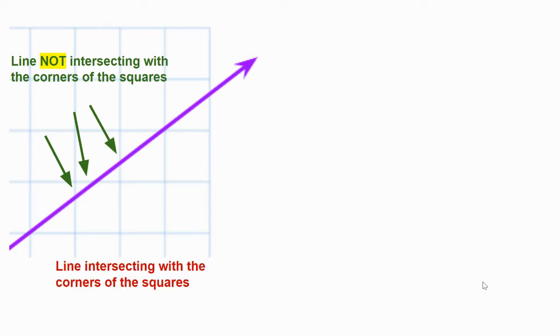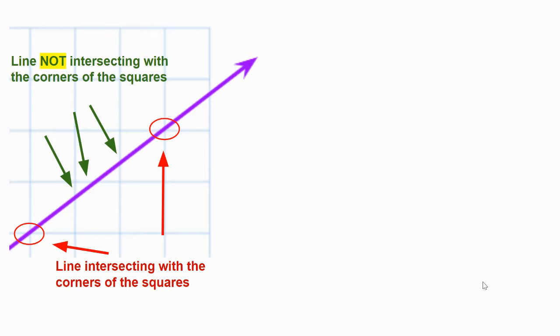Well, let's see. Let's look at where the line is intersecting with the corners of the square. And we see, oh, there's one right here. Right? And then if we just travel up that line, past those green arrows, we see the next one is right up there. And so this is what you want to be able to do, is really zero in on where the line is crossing the corners of the squares.